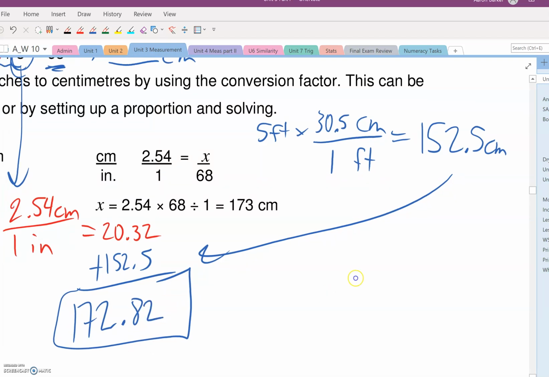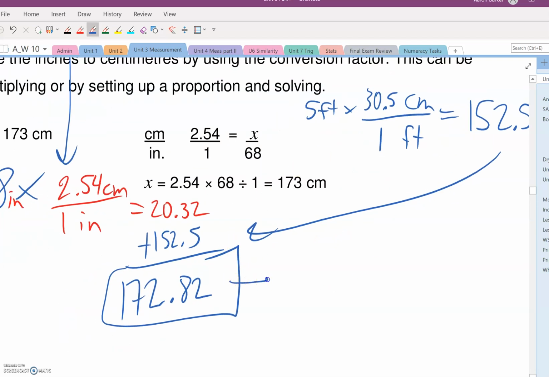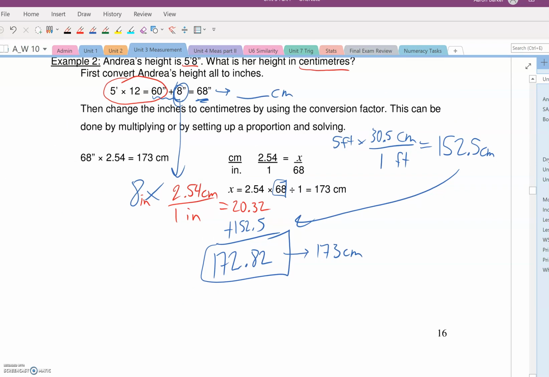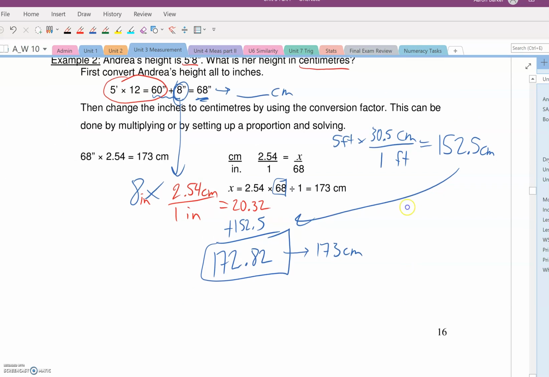Okay, and then of course you can see they rounded that up to 173 centimeters. So they took the total inches, 68, and converted it. I am just converting each one separately, then adding it. Your choice on what you want to do.